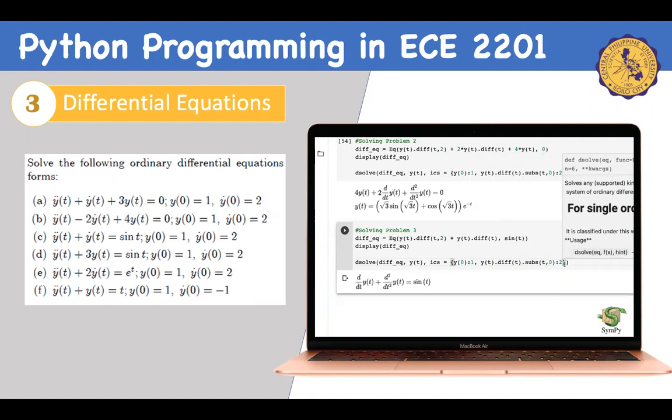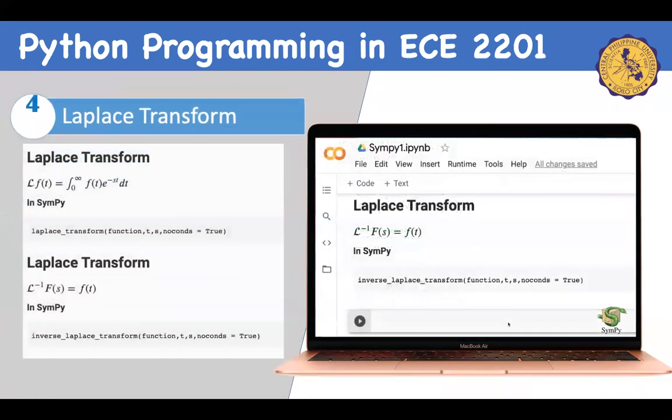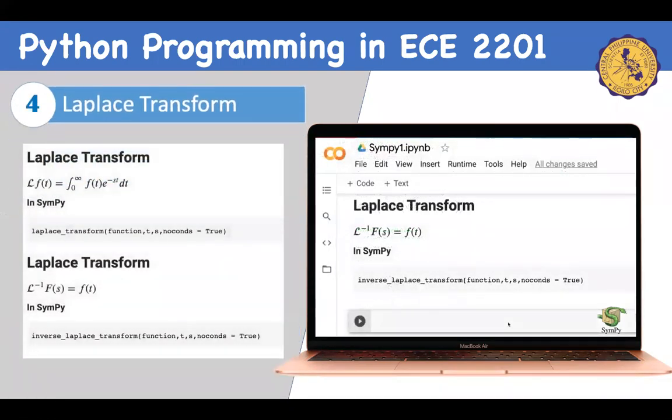Run the code, then you have your nice and beautiful solution to the differential equation. All right. That's it for the differential equation. So I hope now you've learned something from this topic on differential equations. Now we go to the last and final topic, the Laplace transform.